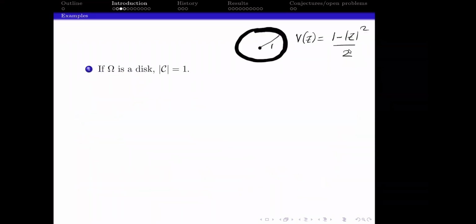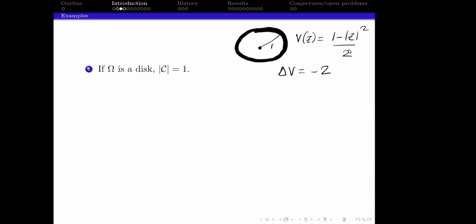If you find one, that's it. So let's look at the unit disk. If you take v of z equal to (1 minus mod z squared) by 2, you see that mod z equals 1 on the boundary, so it vanishes. And if you take the Laplacian, mod z squared is x squared plus y squared, so you can actually compute it and it turns out to be minus 2.